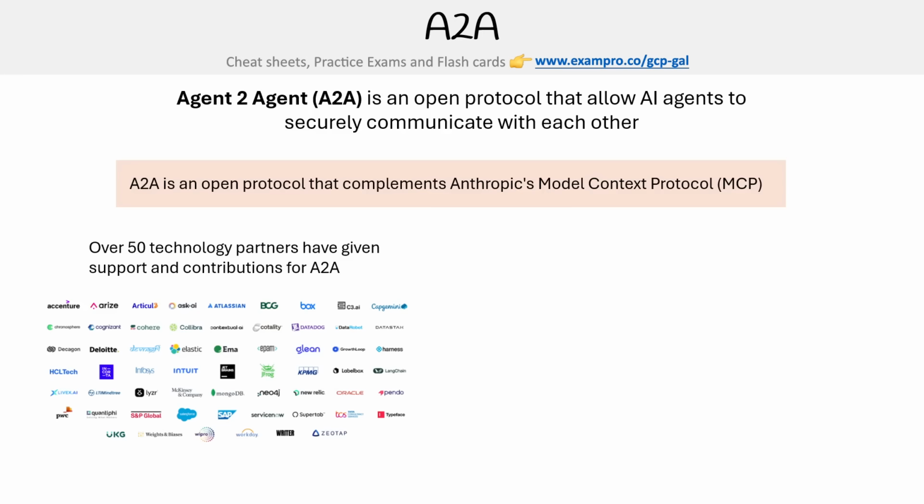Google wants you to know this because there's a lot of competing protocols, and they want to show that there's been great adoption here, and you should use A2A. You can use A2A, but we never know what wins out in the end here.